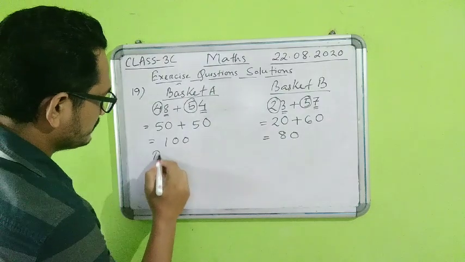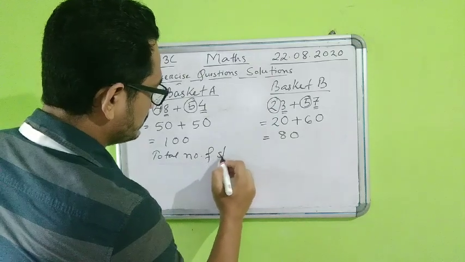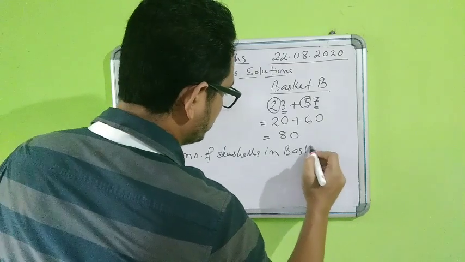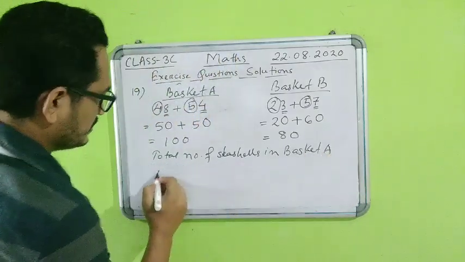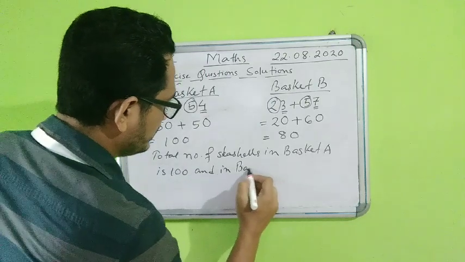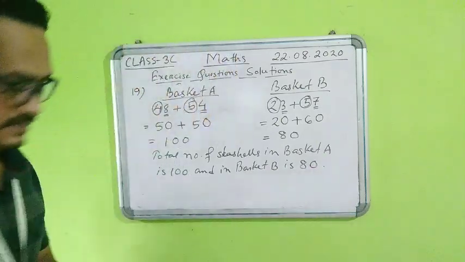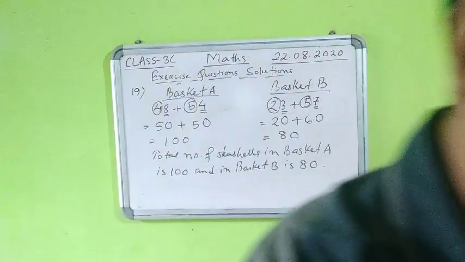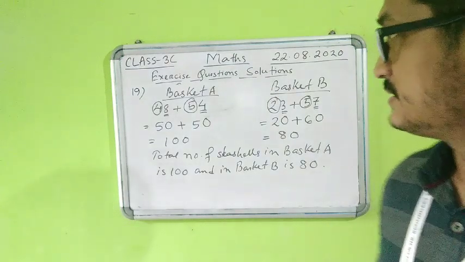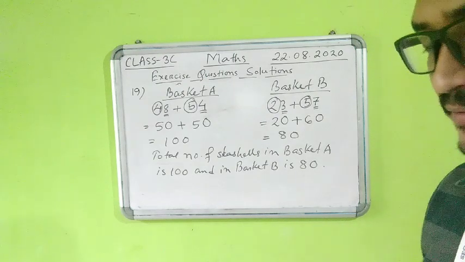So we will write: total number of sea cells in basket A is 100 and in basket B is 80. So finally we have written one sentence also, since it is a word sum, so we have described it. Okay, so this is question number 19. So students, please pause the video and copy it down in the places already given there.